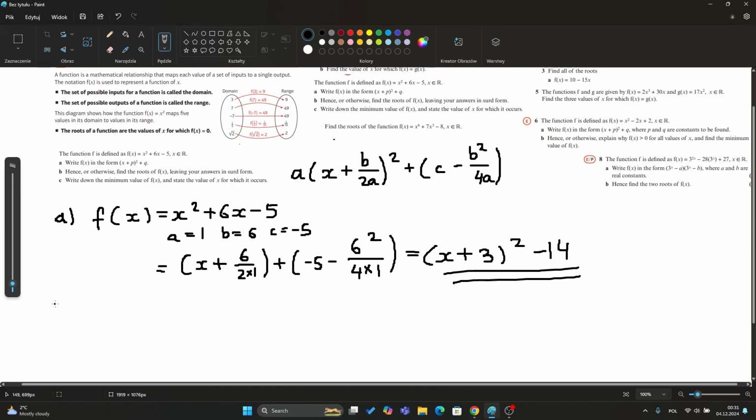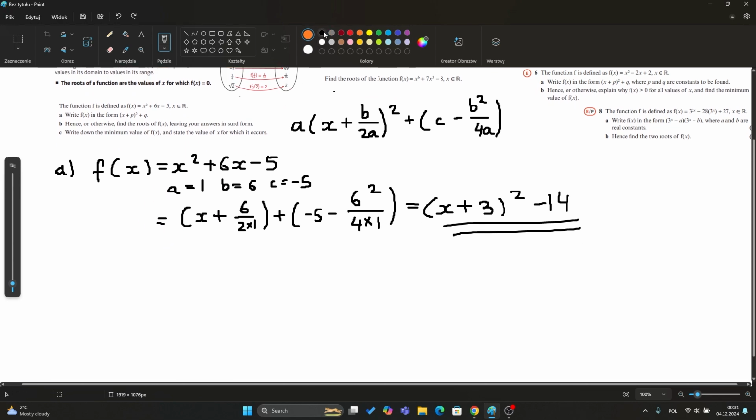Now for part B, we have: hence or otherwise find the roots of f of x, leaving your answers in surd form. So the word hence here means use the previous answer, which is in part A, or we can do it otherwise, so we can start from scratch. This means we do not use the answer from A, and we find the roots from the beginning. But we want to use the answer in part A because that is going to speed up things.